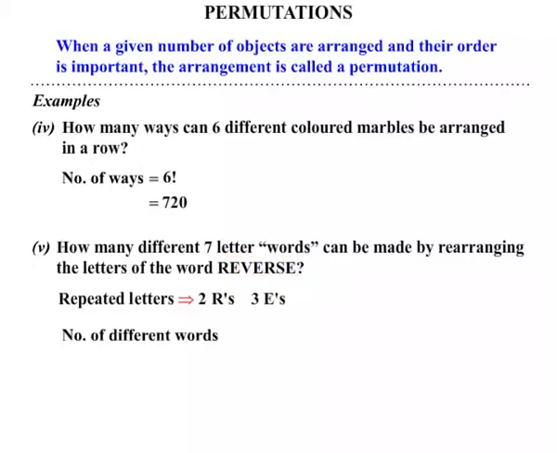The number of different words then, well, there's 7 letters, so let's write our 7 factorial. But we're going to divide, there's 2 R's, so we divide that by 2 factorial. And since there are 3 E's, we also divide by 3 factorial. And we do that on the calculator, we come up with 420.